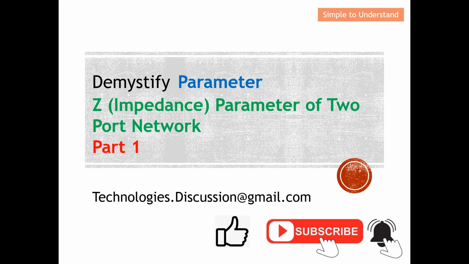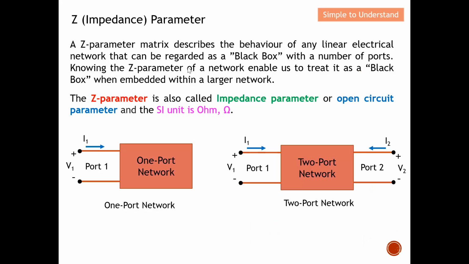Thank you so much. Let's start by understanding what Z or impedance parameters are. A Z parameters matrix describes the behavior of any linear electrical network that can be regarded as a black box with a number of ports.